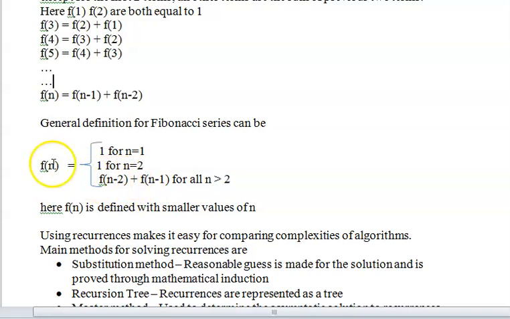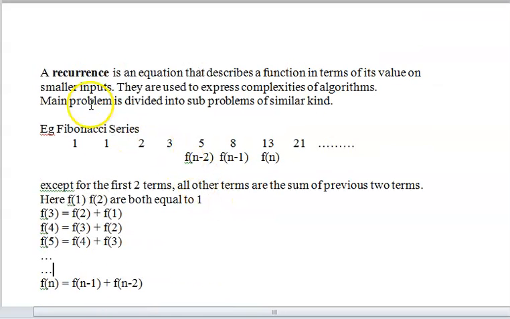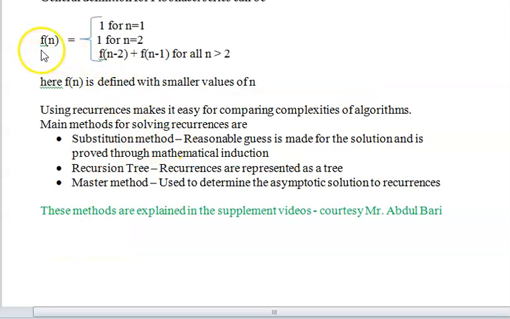If we look into this, this is a function f, and in the definition also we have a function f, but the argument of the function is smaller than n. Here it is n minus 1, here it is n minus 2. So Fn is defined with smaller values of n. Such a scheme is known as recurrence. Here Fn is the original problem and we are redefining it with a smaller value of n.